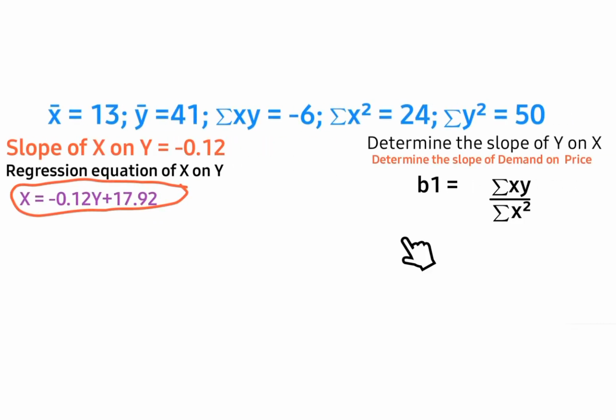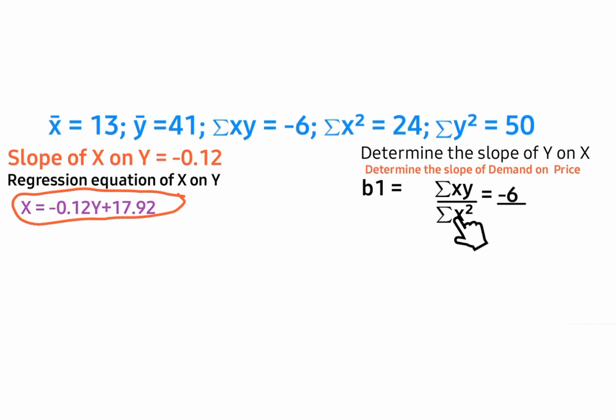On the other hand, we're going to look for the slope of y on x with the following formula, summation xy over summation x squared. Summation xy we got minus 6 over summation x squared we had 24. Minus 6 divided by 24 gives minus 0.25. Therefore, the slope of y on x equal minus 0.25.